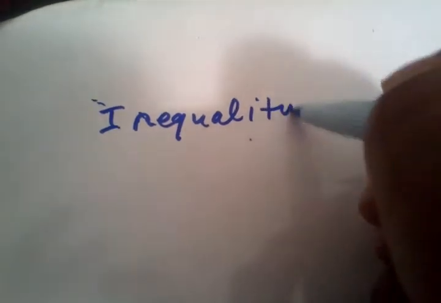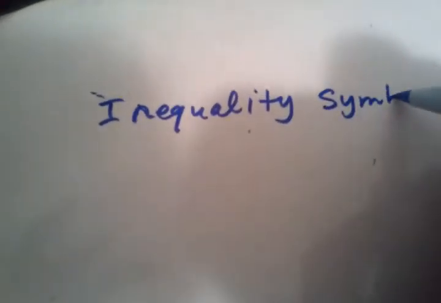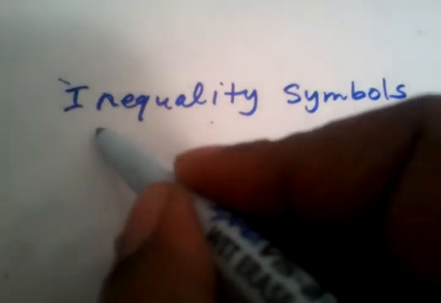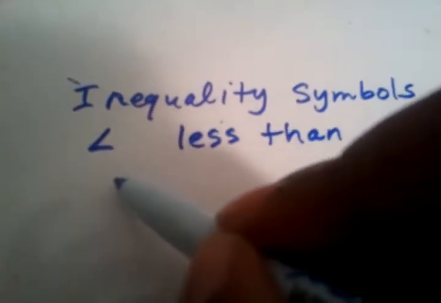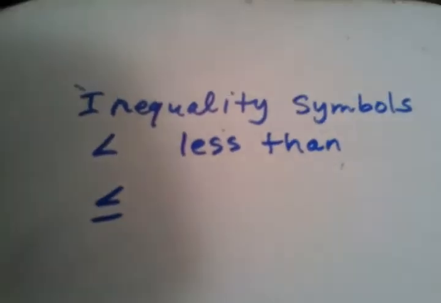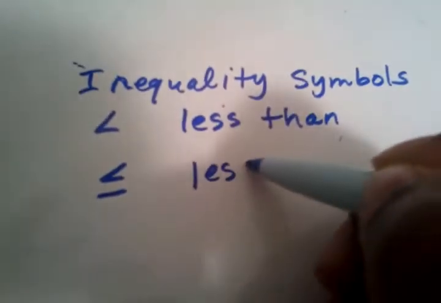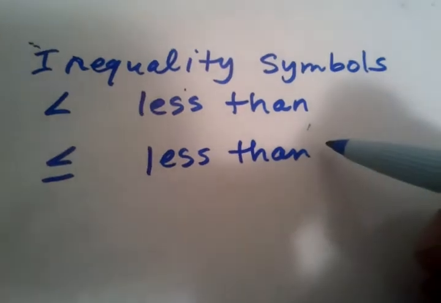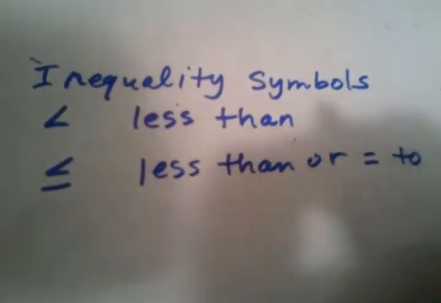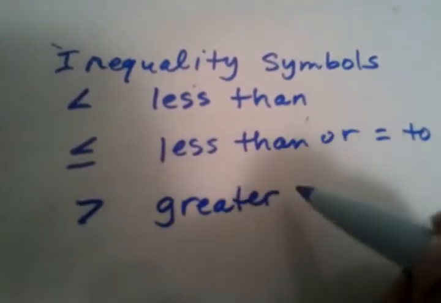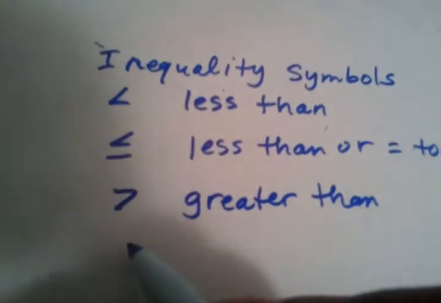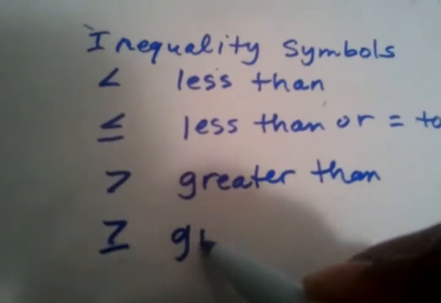Alright, so the first thing is we want to review our inequality symbols. We have this symbol right here, which is the less than. Anybody remember what this one is called? I think somebody in there has said it. So we're going to say that this one is the less than or equal to. We have the greater than. And then for this one, we will have the greater than or equal to.